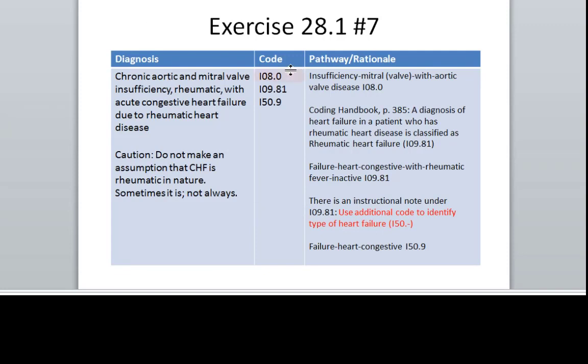So that first code is the mitral valve with aortic valve, both of them combined. The second one is the rheumatic heart failure, and the last one is the congestive heart failure. I also have a note here, do not make an assumption that CHF is rheumatic in nature. Not everyone who has CHF has rheumatic heart disease, so that's not an assumption you can make. But if you know someone has rheumatic heart disease, then you're going to code that rheumatic heart failure in addition to the congestive heart failure.